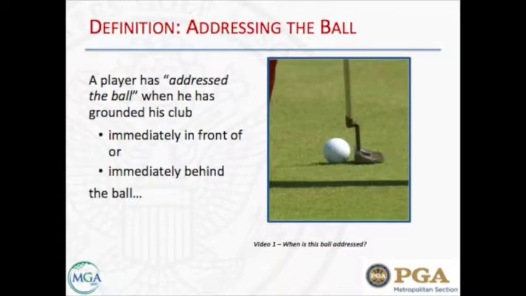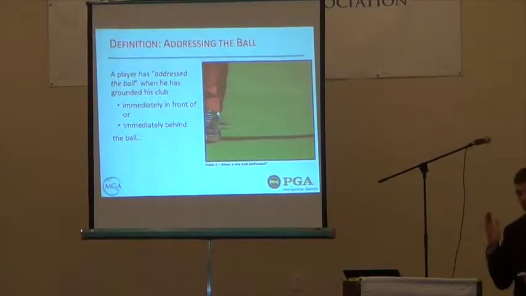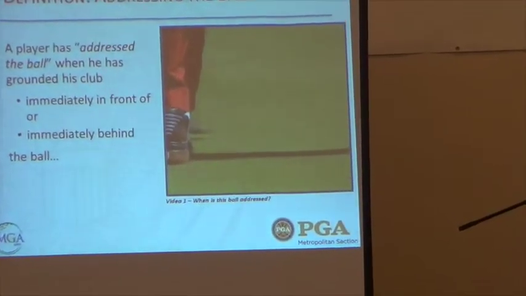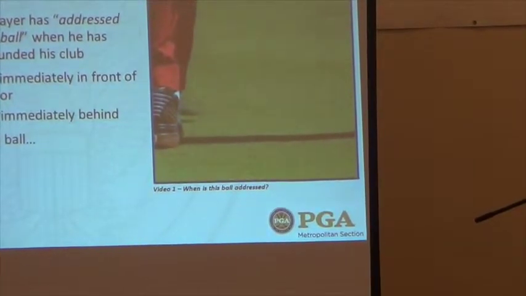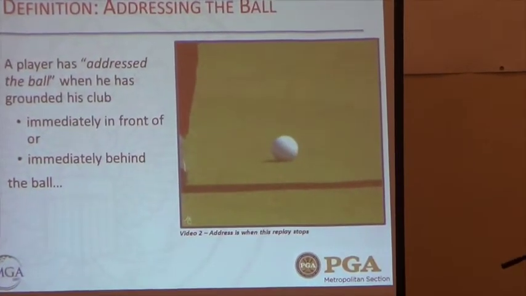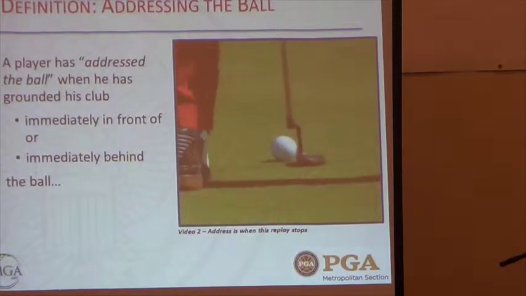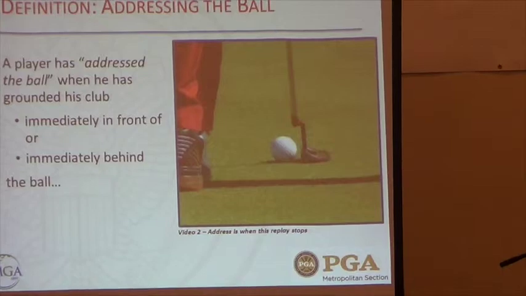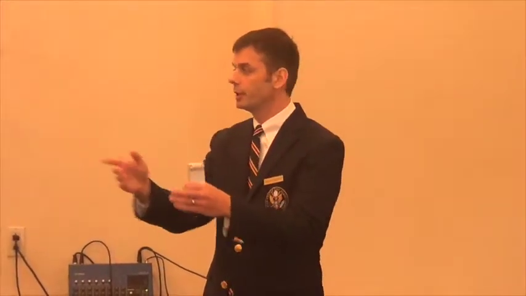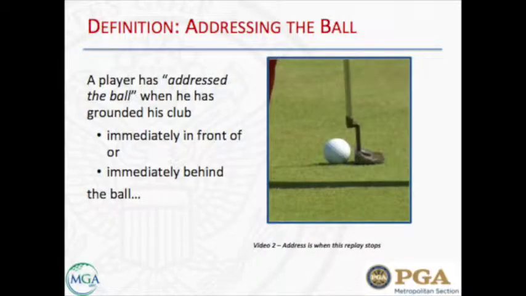So I'm actually going to show this video again. We're going to stop it when the player is deemed to have addressed the ball, when that action actually happens. What do we mean by immediately in front or immediately behind? What we mean is right where this video stops is that moment. So the player put the club in this relatively close position, but it didn't meet our immediately standard. Once the club was put down, as you see here in the stop, that's addressed. That's what we mean by address.